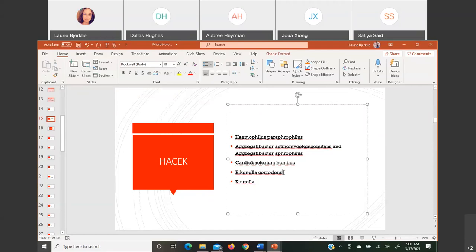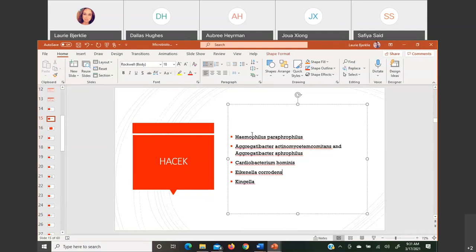So Eikenella was always linked heavily with fighting, if somebody got punched in the mouth. The person that punched him could get abrasions across their fist, and they could get this Eikenella into those abrasions from that person's normal oral flora. It is known to smell like bleach, and it pits the agar when it grows. So I always think of corrodens as corrosive. I know bleach is corrosive, so that's how I remember that.